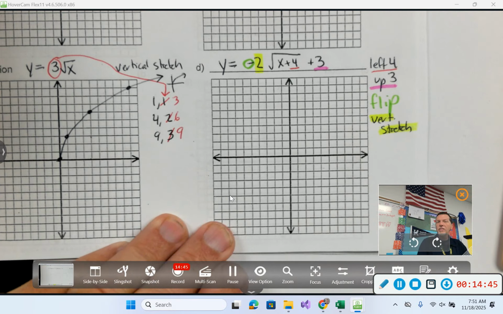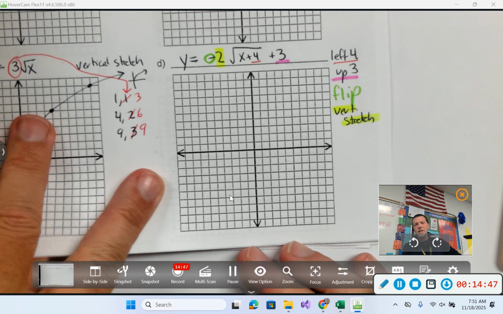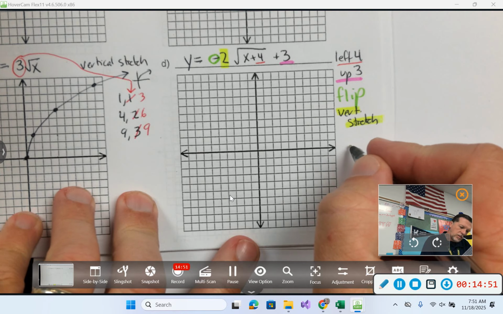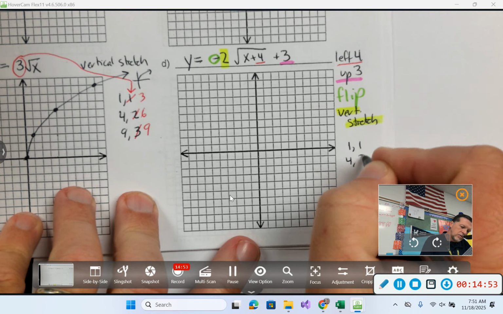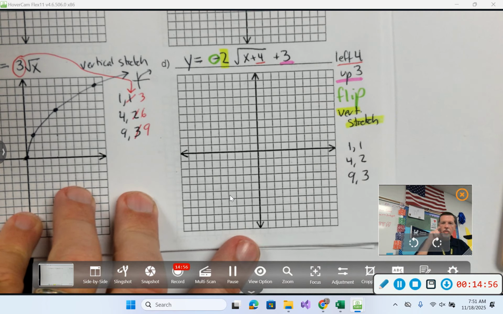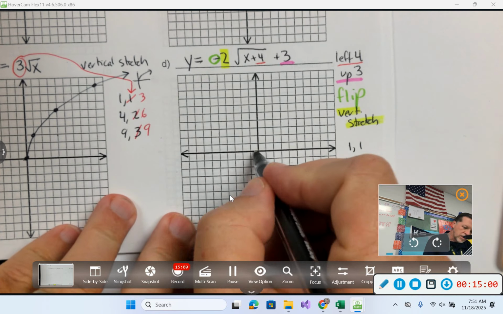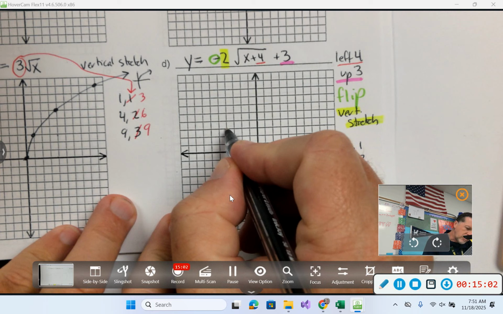So we've done all of those things before. We just hadn't done them yet on a square root. We've done them on a parabola. So 1, 1, 4, 2, 9, 3. I guess I should find my starting point first. Left 4, up 3.